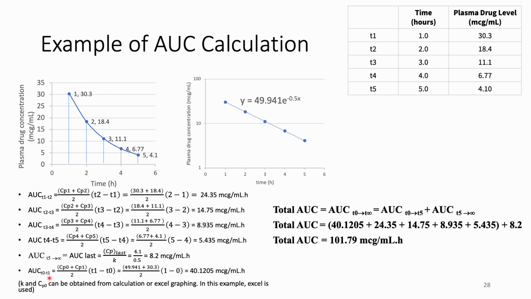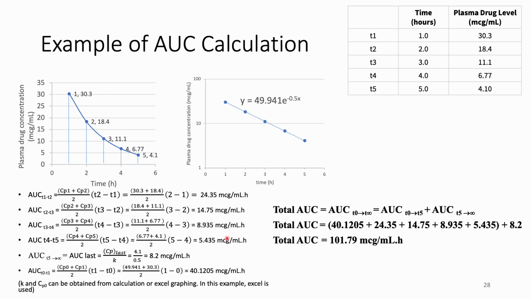AUC T0 to T1 equals CP0 plus CP1 divided by 2 times T1 minus T0. So CP0 from the graph I have is 49.941 microgram per milliliter, plus CP1 from the data here is 30.3 microgram per milliliter, divided by 2 times T1, which is 1 hour, minus T0, which is 0. So finally, I have AUC T0 to T1 is 40.1205 microgram per milliliter hour.